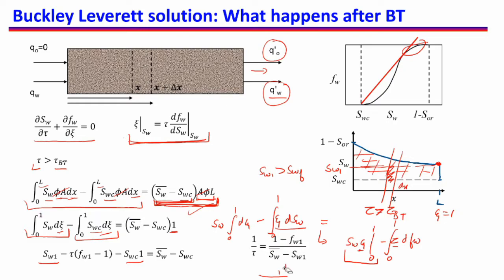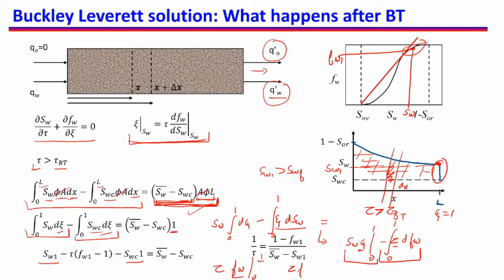What I want to do is this integration. In this integration of tau dfw, tau comes out, and we need to integrate dfw. Integration of dfw is fw, which we need to go from 0 to 1. Tau is constant. At xi is equal to 1, what is fw? fw is fw1 at SW1, which is the saturation at xi is equal to 1. So it is fw1.